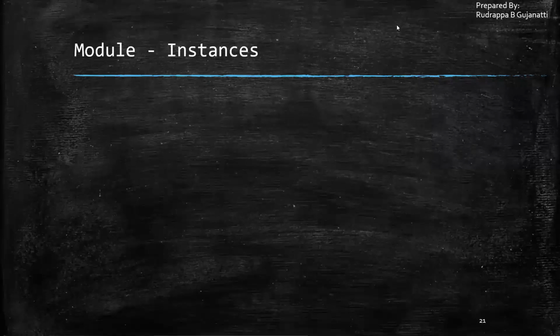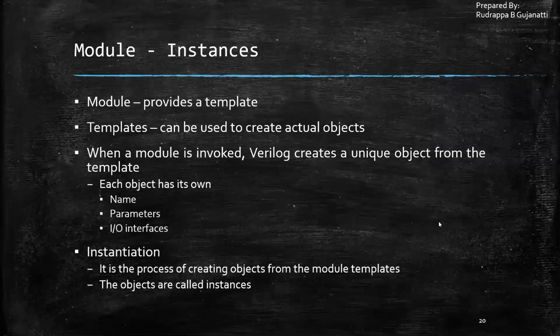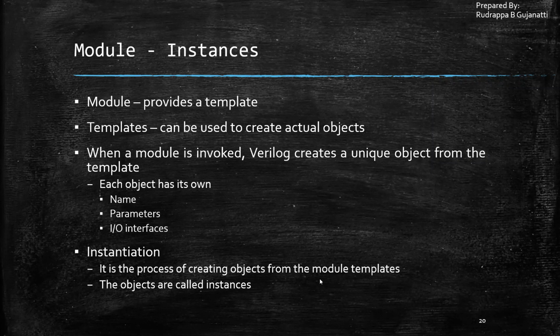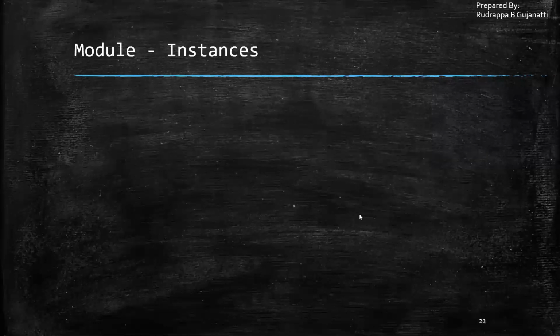So let us continue. Previously we discussed up to instances. So what is basically an instance? It is the process of creating objects from the template you have created for the module. And the objects which are created are called the instances of that module. So let us see what this actually implies.